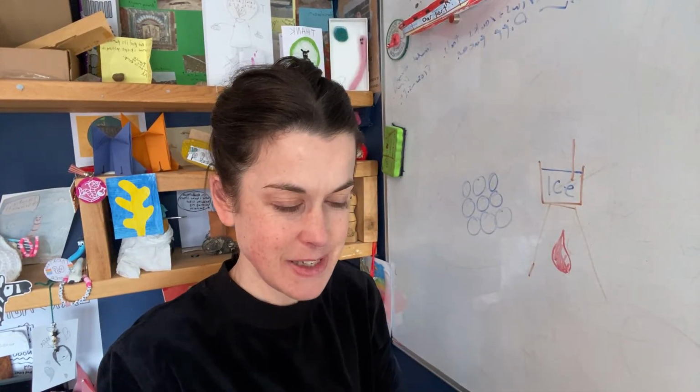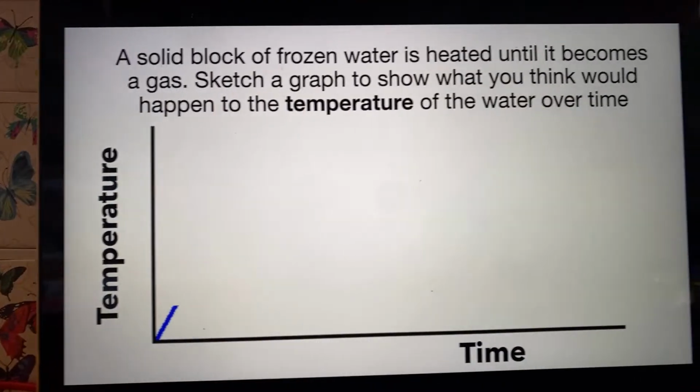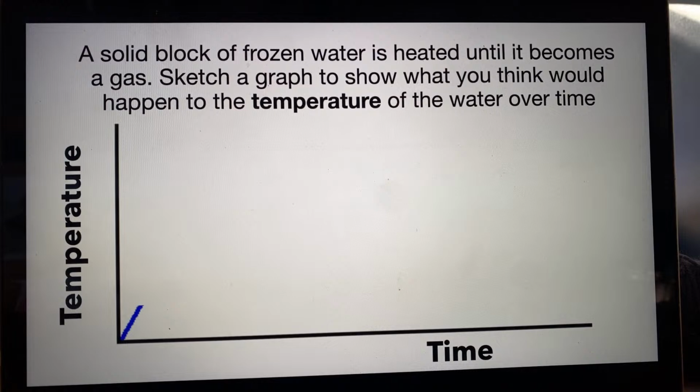Well, I don't want to do any spoilers, I don't want to tell you wrong. I want you to try and fill this graph in for me. If you've got the free printouts from my website, you've got this in front of you. If not, I've tried to make it very easy to sketch. Imagine that scenario, right? You've got a solid block of frozen water, ice if you will, and it's been heated up until it becomes a gas. Can you sketch a graph to show what you think would happen to the temperature of the water over time?